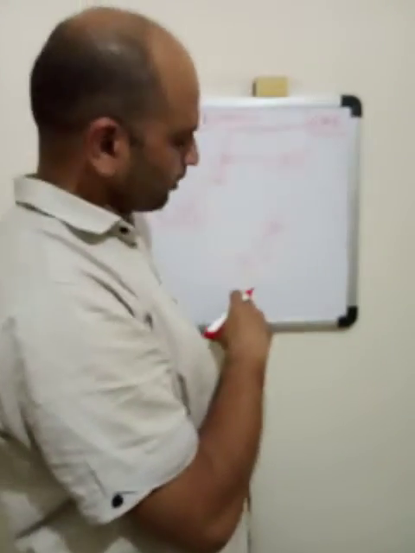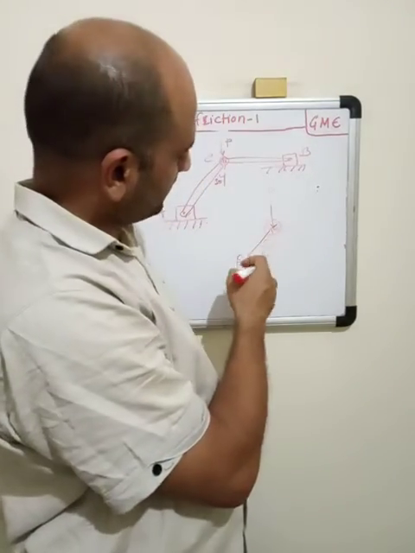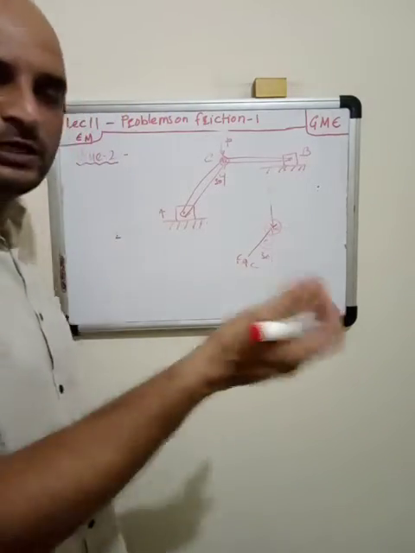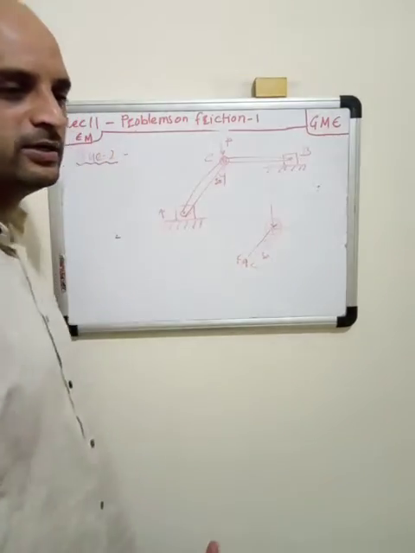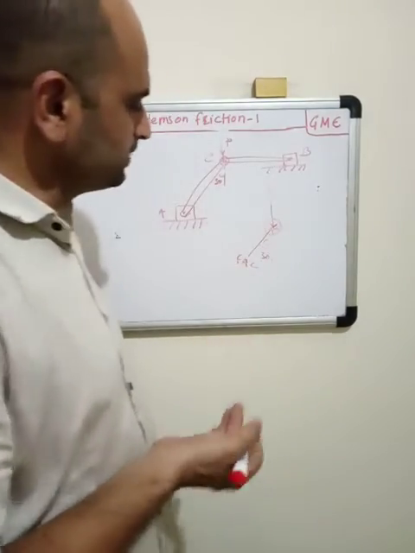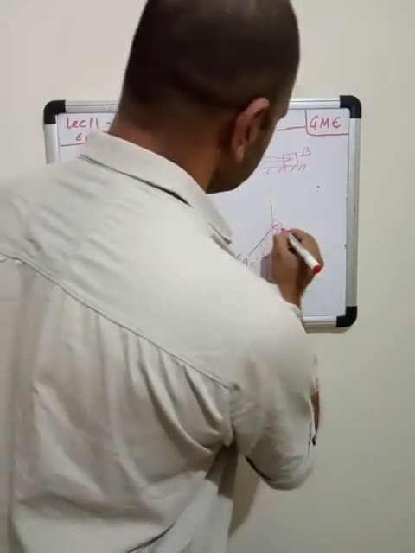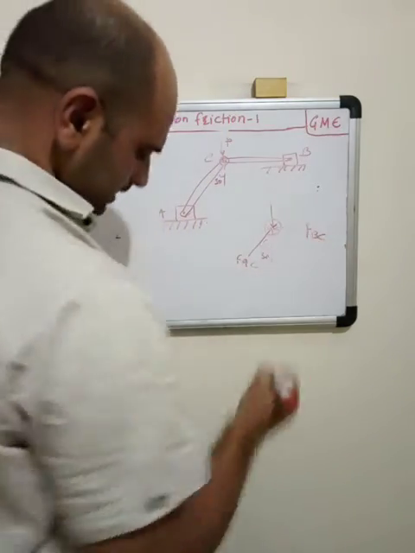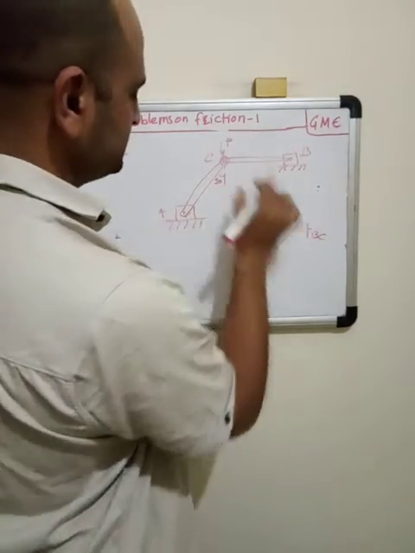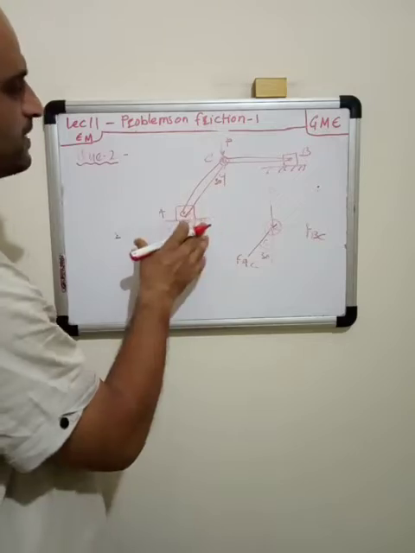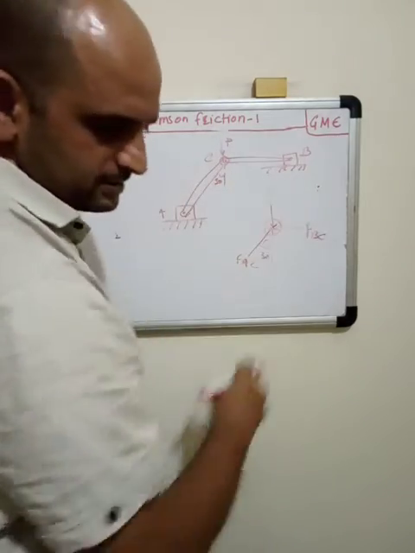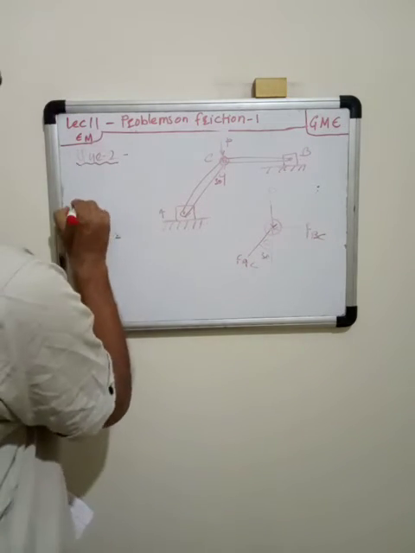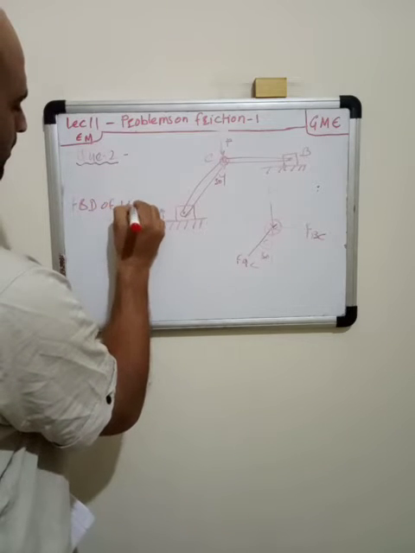Initially, while drawing a free body diagram, you can assume the direction of the force on any side. It's not a problem. But the sign will tell you whether the assumed direction is correct or not. If the answer comes out negative, then you have to change the direction. If it comes out positive, there is no need to change it. Now this is the force on BC. The free body diagram of pin C is done. Next I'll take the free body diagram of block A.